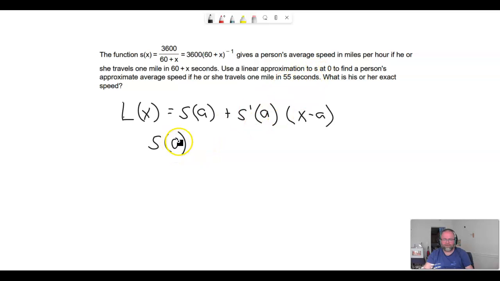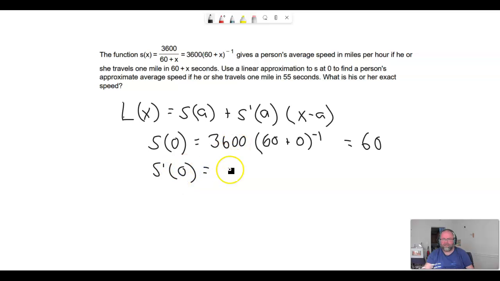So we're going to put a 0 in there, and we're going to see what this function looks like. This is going to look like 3600 times 60 plus 0 raised to the -1. And this is really just 3600 divided by 60, which is going to equal 60. So that's my s at 0. And notice the next thing we need to find is the s prime at 0.